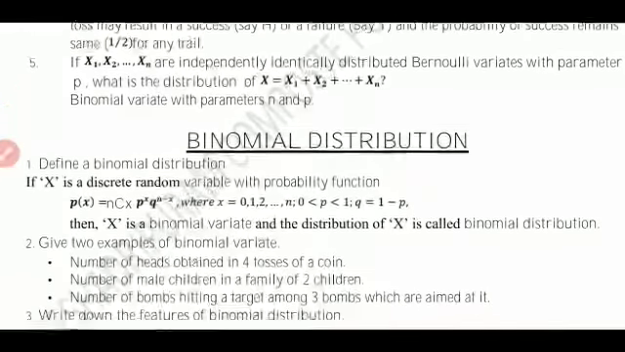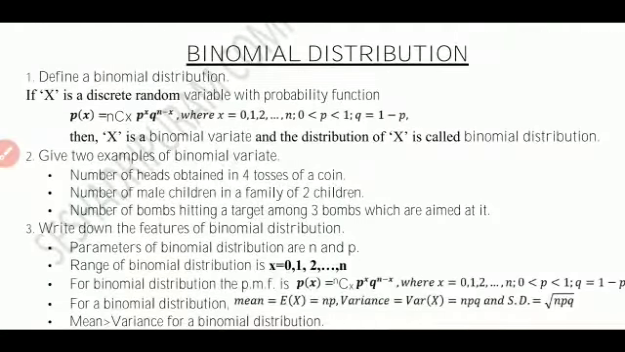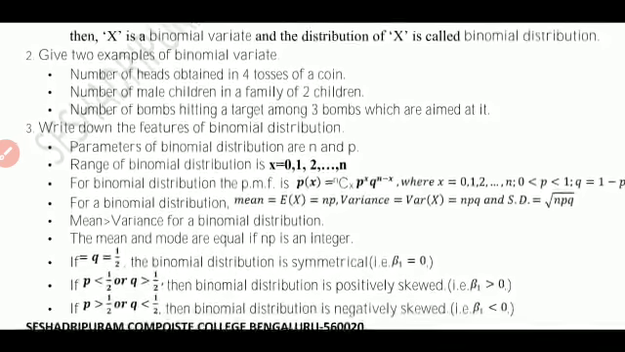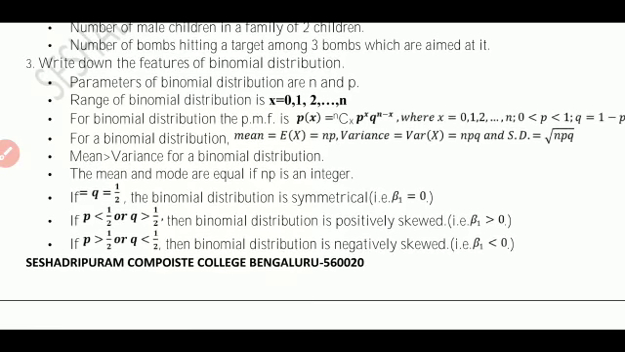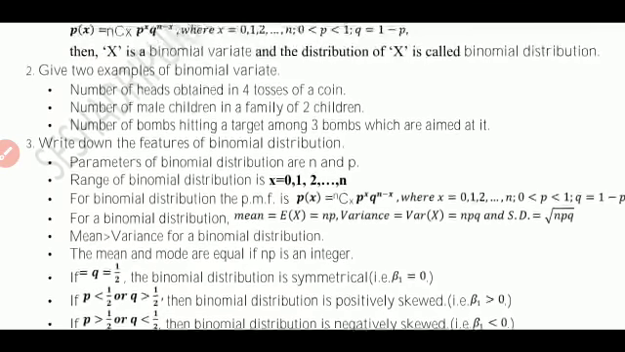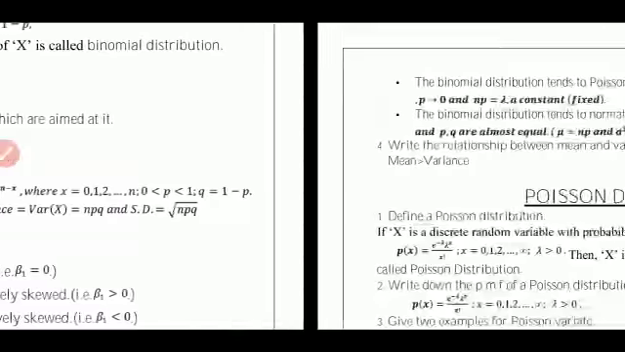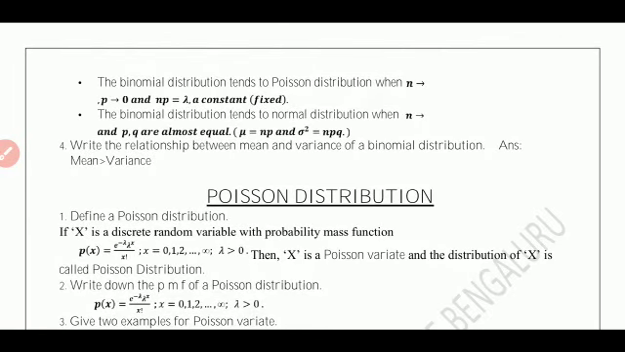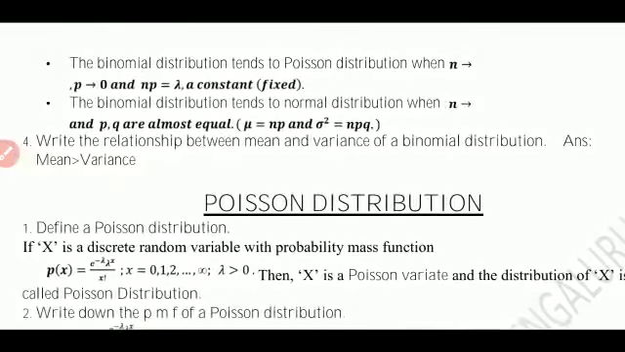Then comes binomial, the definition of binomial, then the examples for binomial variate. Then you have to write the parameters, the features, everything is written in this form only. It's an extension here. And under what conditions binomial tends to Poisson distribution, and under what condition binomial distribution tends to normal distribution. You have to see those conditions.